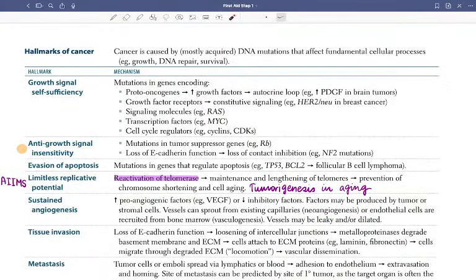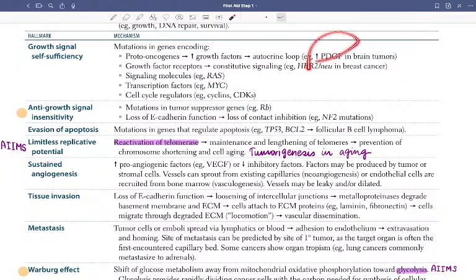Next is hallmarks of cancer. This is like the most important. Cancer, all this DNA, all these proto-oncogenes increase factor. Proto-oncogenes increase autocrine loop, PDGF in brain tumors. Growth factor, constitutively active HER2, is a growth signaling molecule. HER2 is very famous in breast cancer, and growth signaling molecules like RAS, transcription factors like MYC, and cell cycle regulators like CDKs. These are all this thing. So brain tumors was platelet derived growth factor. All healing tissue.